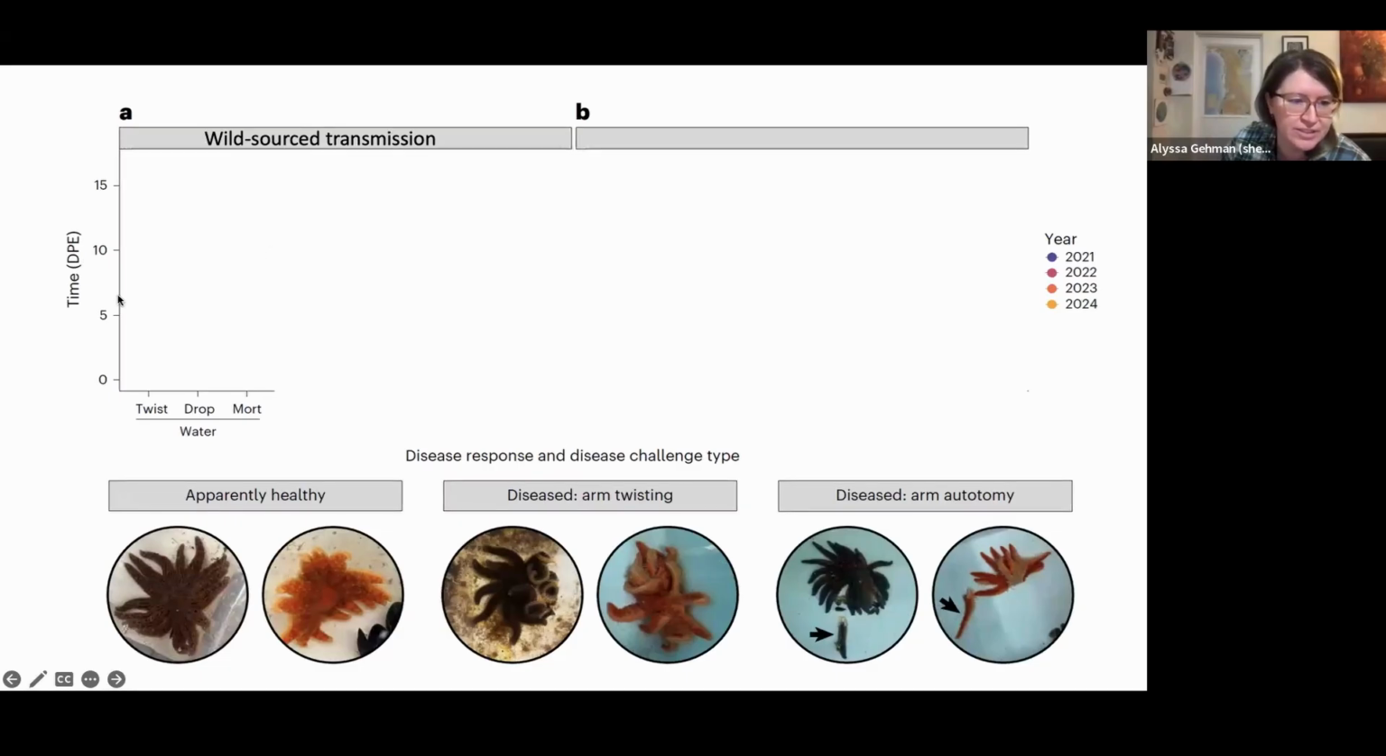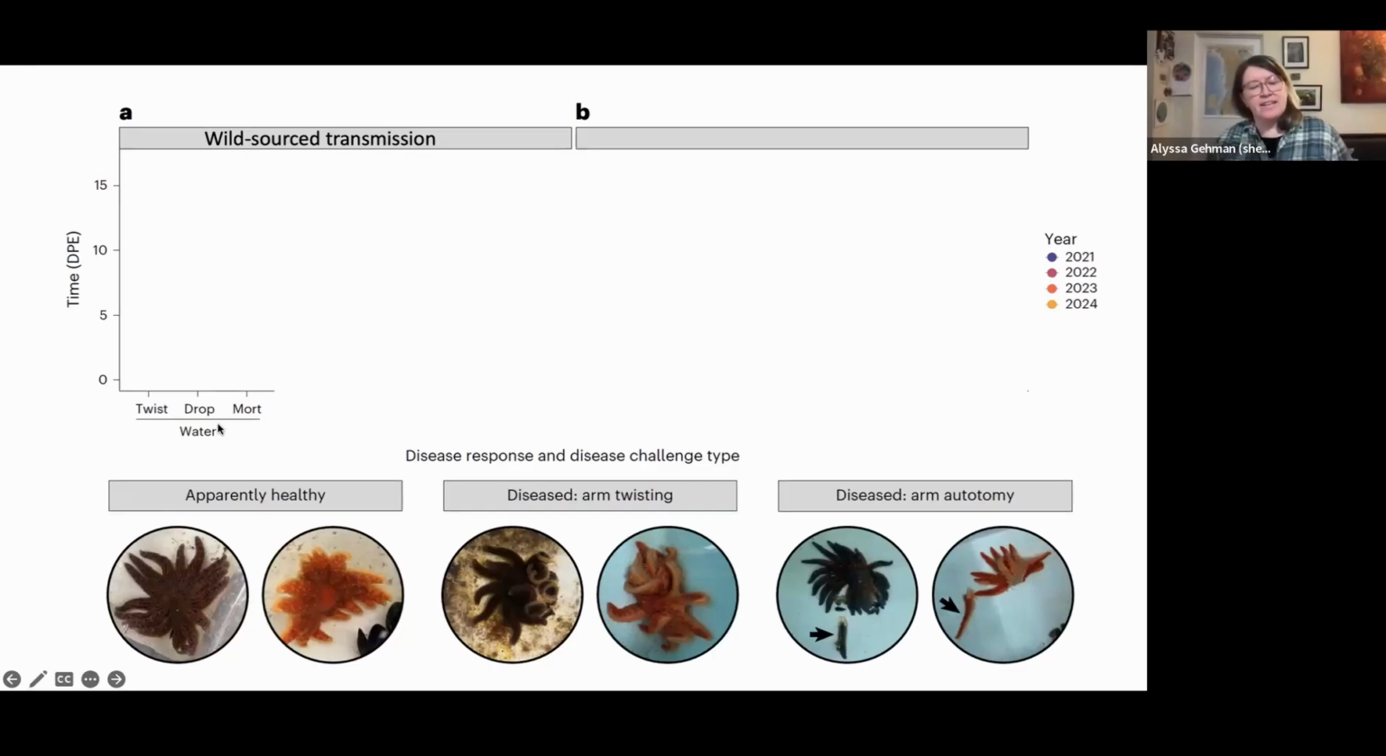Anyways, so what we're going to look at on this graph is first, on this side, we're looking at wild source transmission. So these are starting from animals from the wild, like I described earlier. This axis here is time. So 0 is when we started, at the beginning when we do those challenges. And then every day after is, a day or 15 days from when we expose them.